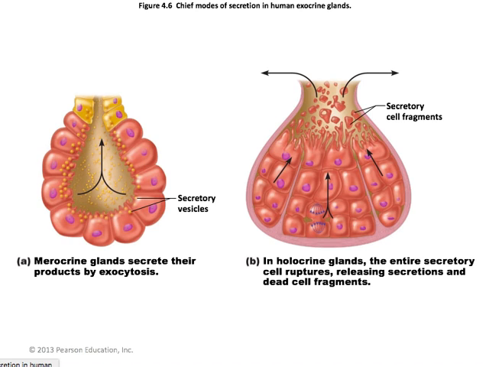Here are more types of exocrine glands. Merocrine glands here, holocrine glands here. Merocrine glands are able to secrete substances and still remain intact. Holocrine glands tend to rupture as they secrete their substances.